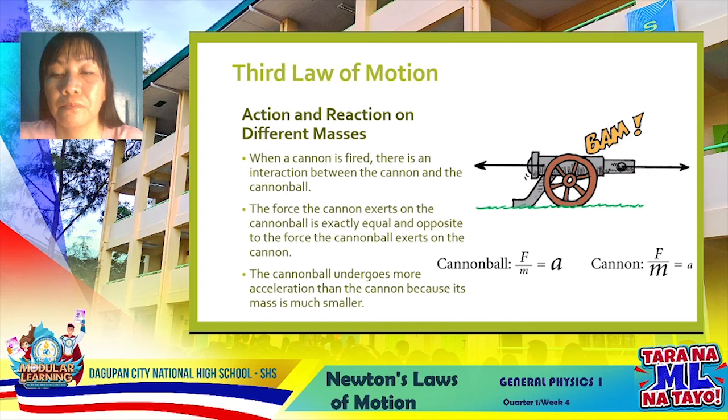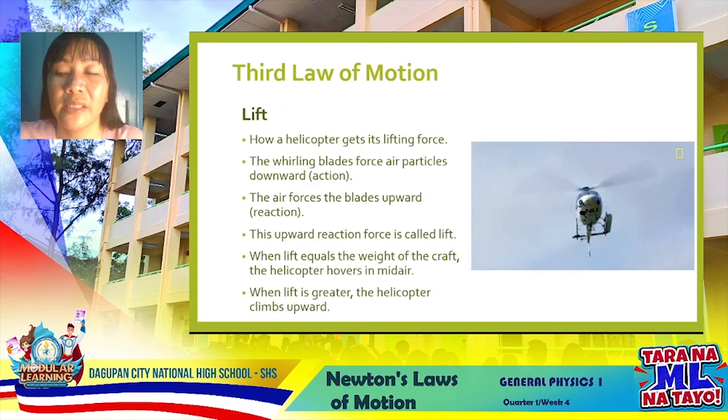Using Newton's third law, we can understand how a helicopter gets its lifting force. The whirling blades force air particles downward. That is an action. The air forces the blades upward, and that is the reaction. This upward reaction force is called lift. When lift equals the weight of the craft, the helicopter hovers in mid-air. When lift is greater, the helicopter climbs upward.